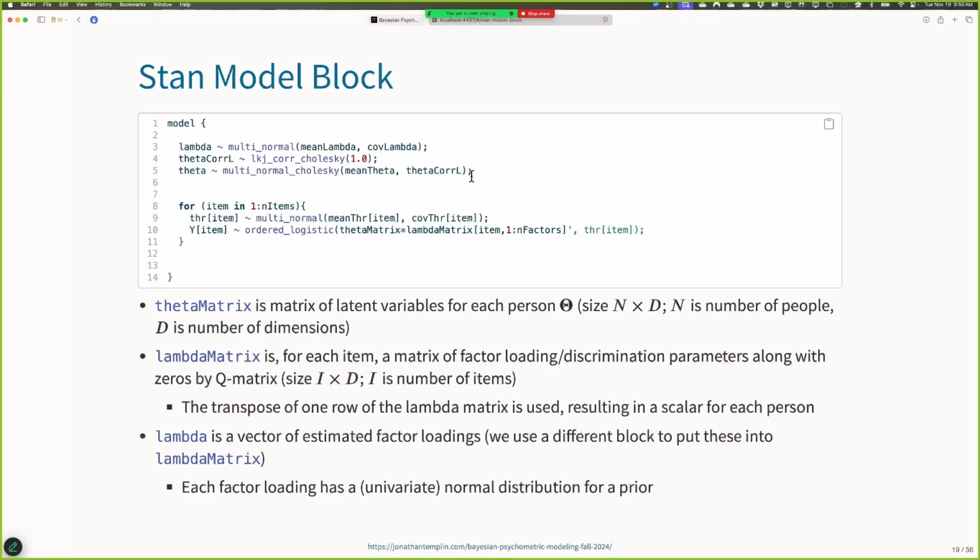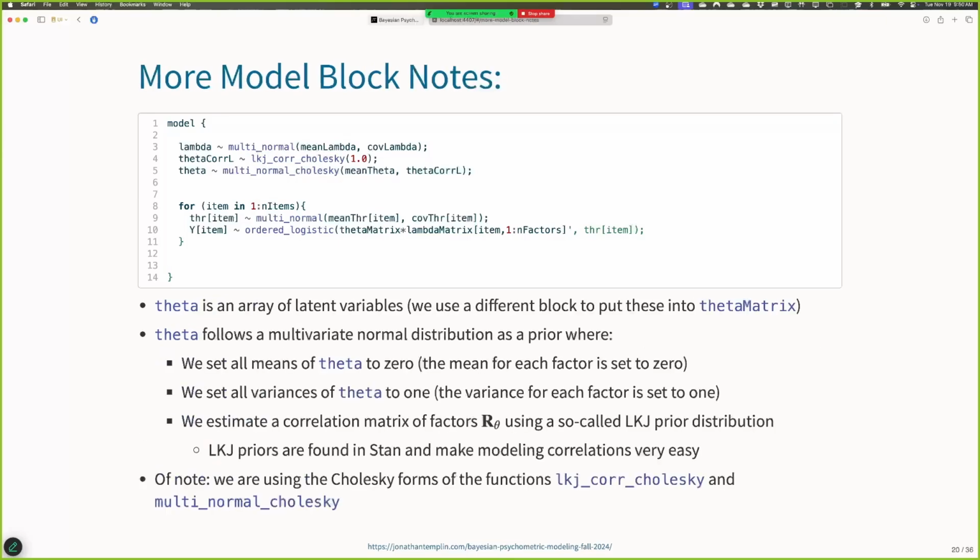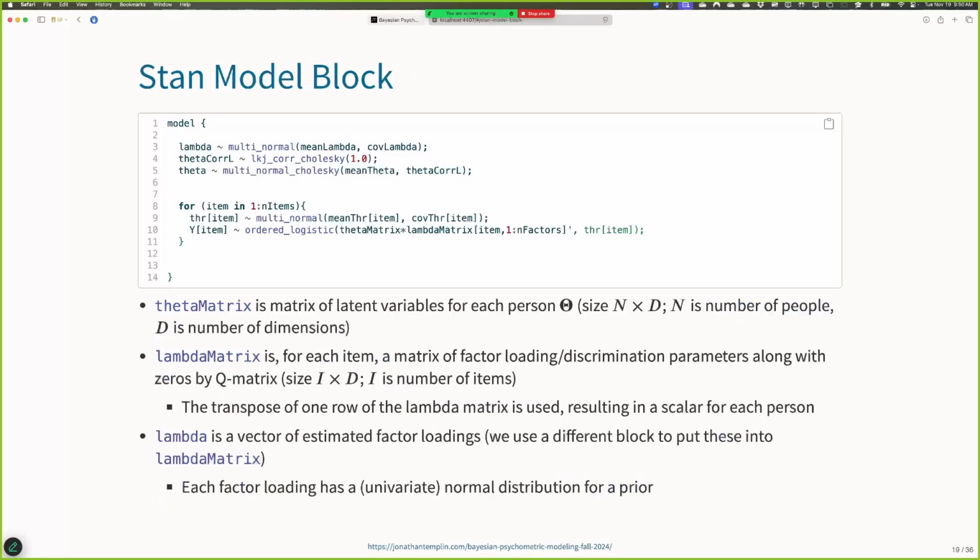So here is our theta core L. It now needs a prior distribution, and we discussed the LKJ prior, Lewandowski, Kurowicka, and Joe. Sorry, I'm blanking on the last name of one of the authors.